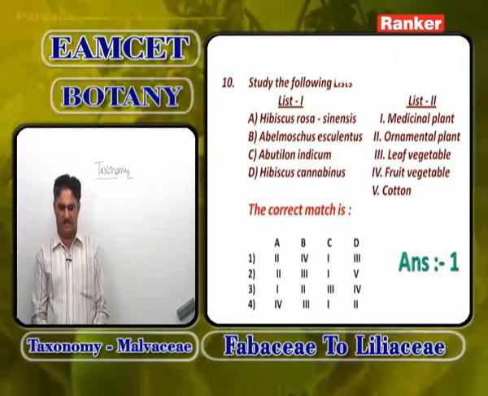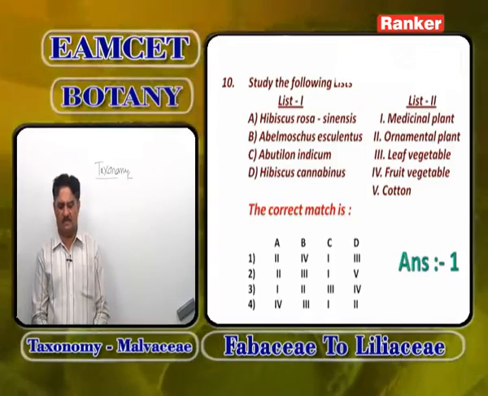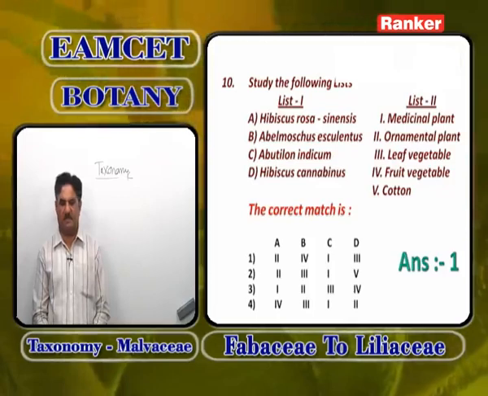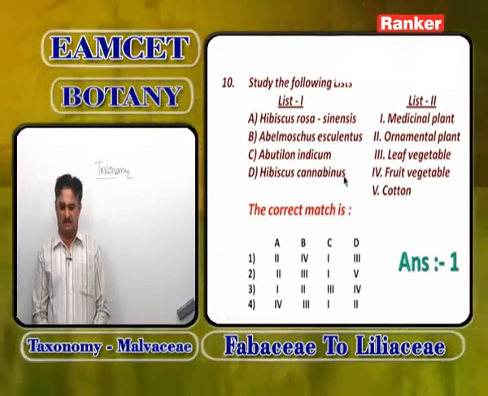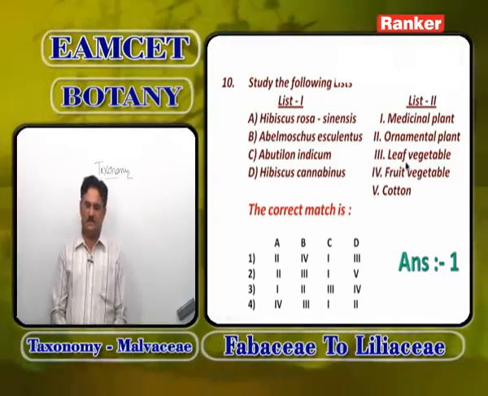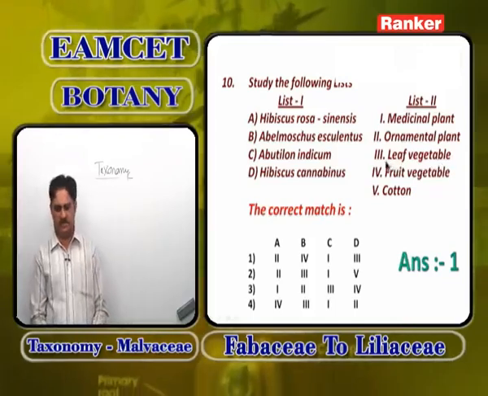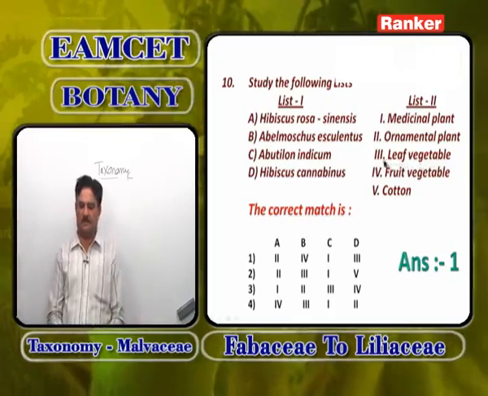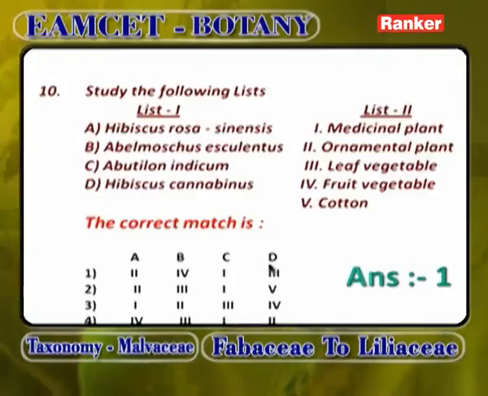And Hibiscus cannabinus is a leafy vegetable. The leaves are very popularly used. This is a very important bit regarding Hibiscus cannabinus. Here the leaf is also used as a vegetable but it also gives a fiber. So it is both a leafy vegetable and a fiber yielding plant. But regarding this tabular form, the answer is 1. A2, B4, C1, D3.